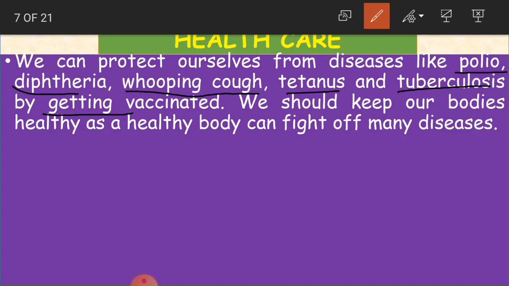Okay, we should keep our bodies healthy, as a healthy body can fight off many diseases. Apart from taking medication and vaccination, we also have to maintain that healthiness. We have to maintain the healthiness of our body.